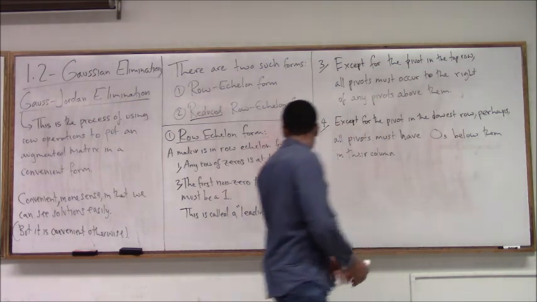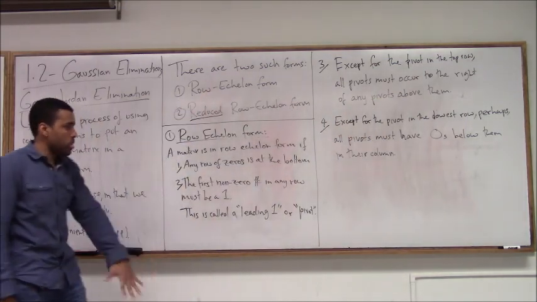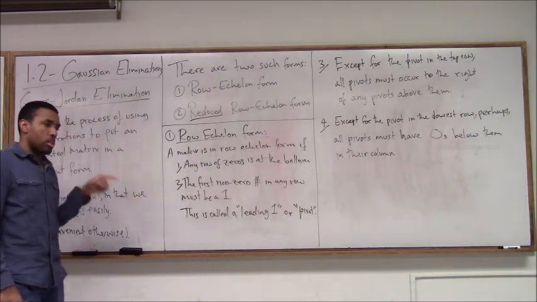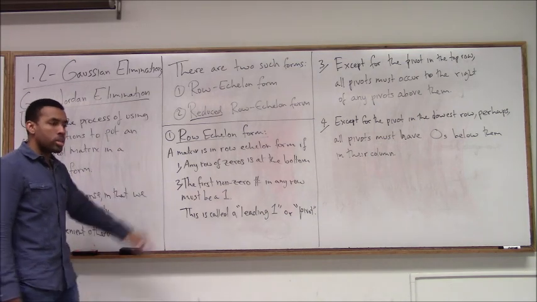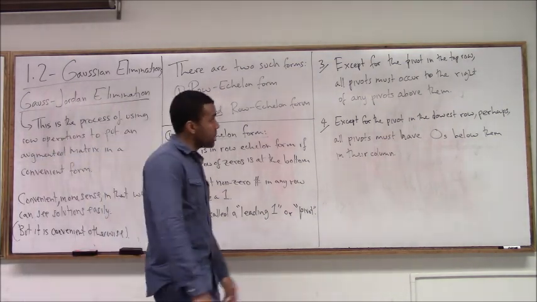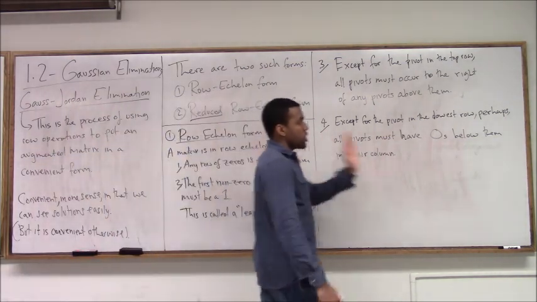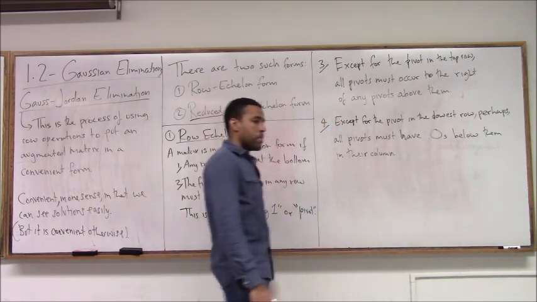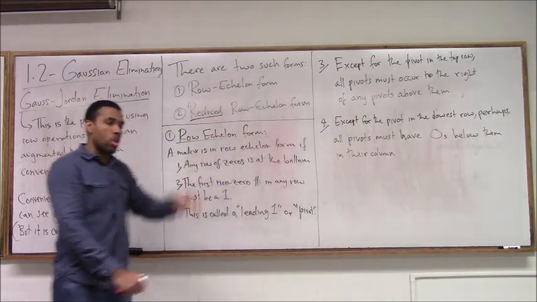If there are rows of zeros, they should all be at the bottom. Move them all down to the bottom. The first non-zero number that you see in any row should be a 1. This is called your pivot or your leading 1. Pivots must occur to the right of any pivots above them, and all pivots must have zeros all the way below them.